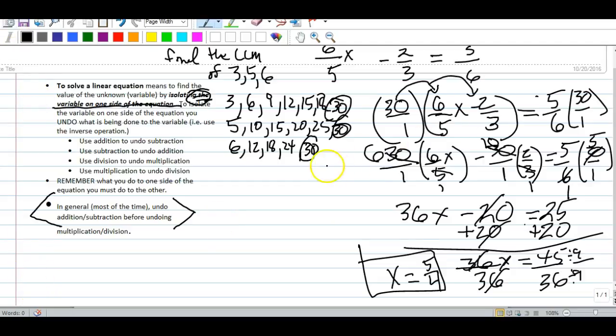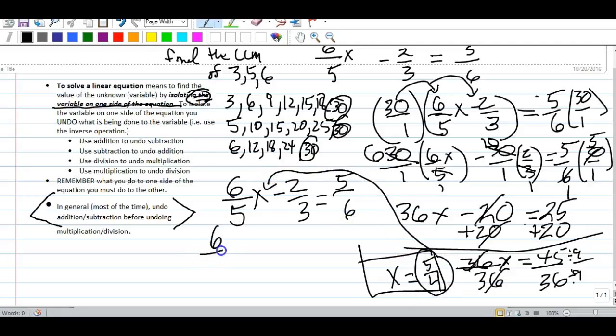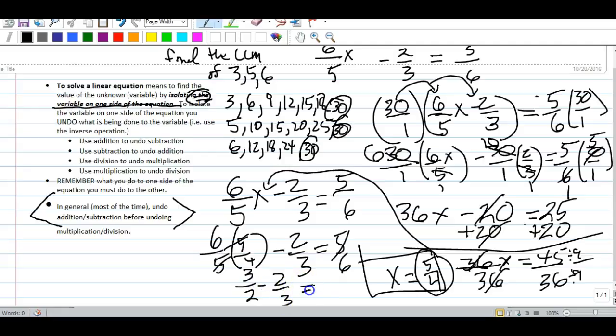So you may say, okay, well that's really messy. How am I going to check that? Well, the same way that you have done all the other ones previously. You're going to substitute 5/4 in for x. So that becomes 6/5 times 5/4 minus 2/3 should be equal to 5/6. The 5's cancel. That gives you 6/4, which is actually 3/2, minus 2/3 should equal 5/6.